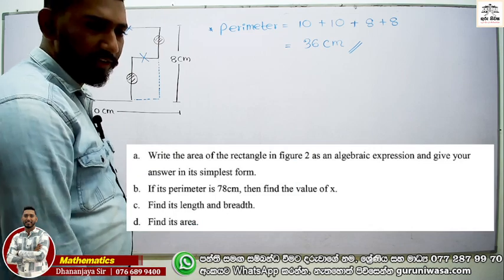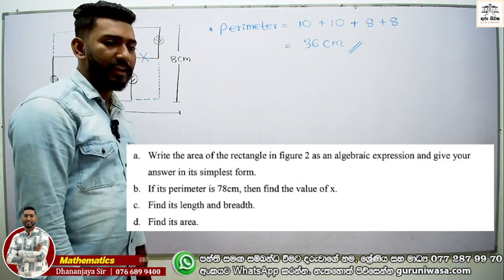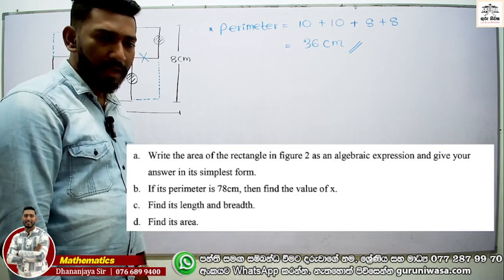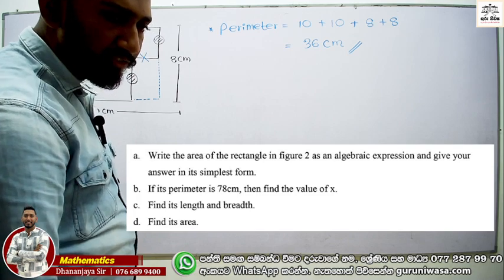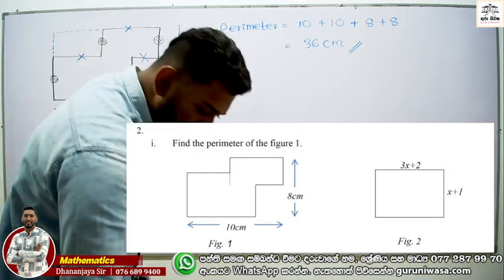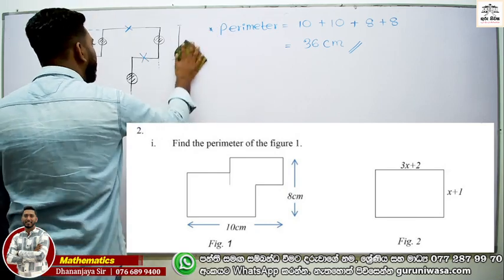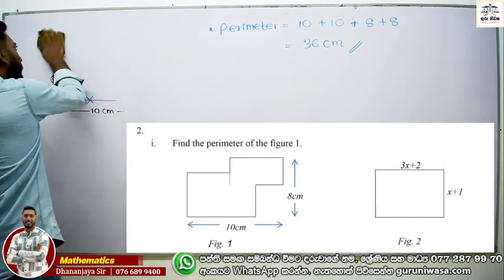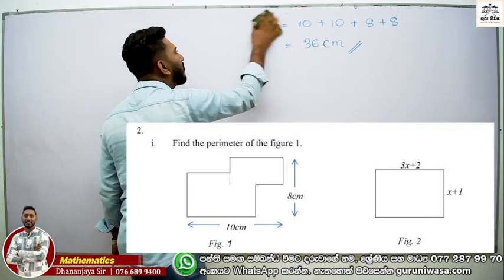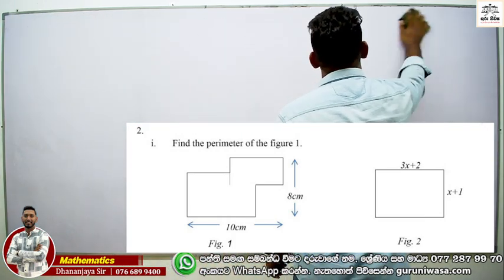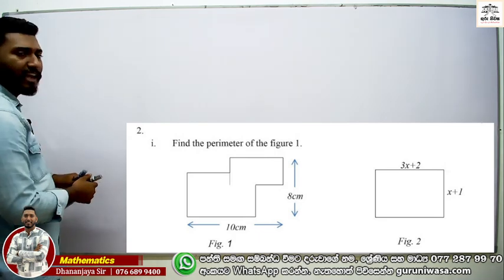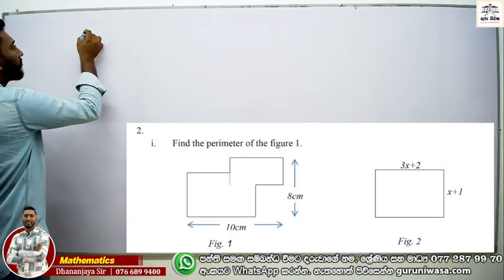Now the second question. Write the area of the rectangle in figure 2 as an algebraic expression and give your answer in its simplest form. Now look, the second one has a picture of a rectangular portion. Now tell me what is the method, Imalka? How to find the area of a rectangle?